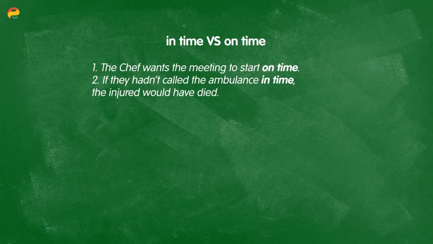If I say that something is on time, I mean that it happens according to a prearranged schedule or timetable. However, in time refers to a deadline. For example, if you have a paper due at 9 a.m. and you turn it in at 9:01, you are not in time, and you did not finish your paper in time. So let's look at some examples using both in time and on time and examine the differences between them.